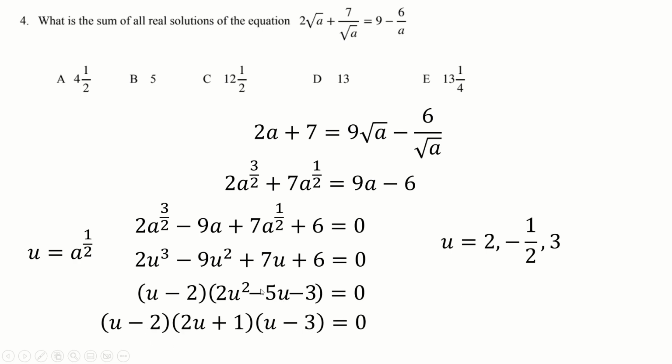Now, u is the square root of a, which cannot be a negative number, so we'll get rid of this answer here at this point. And then we can square everything to get 4 and 9, and then we can add the solutions up to get the answer of 13.